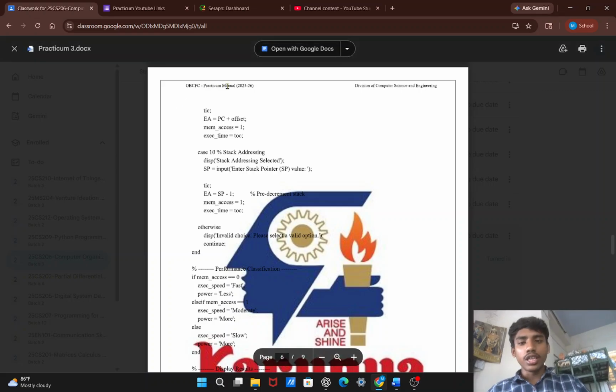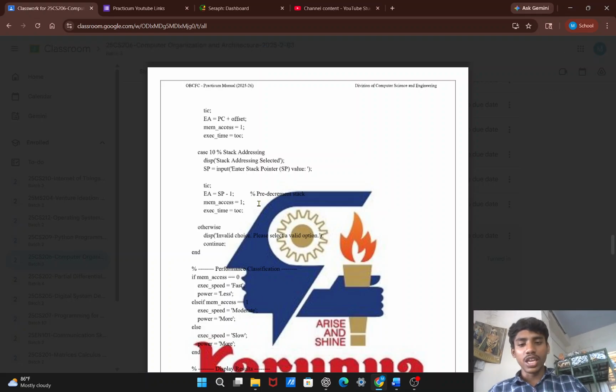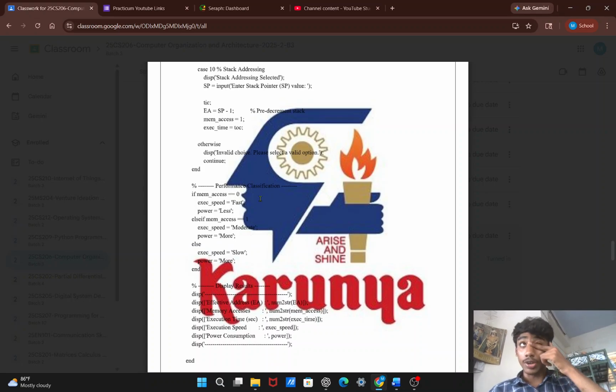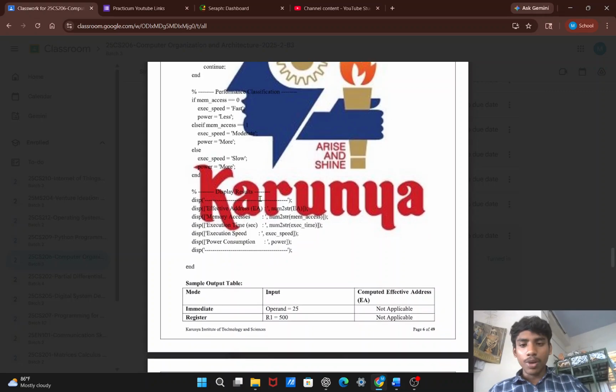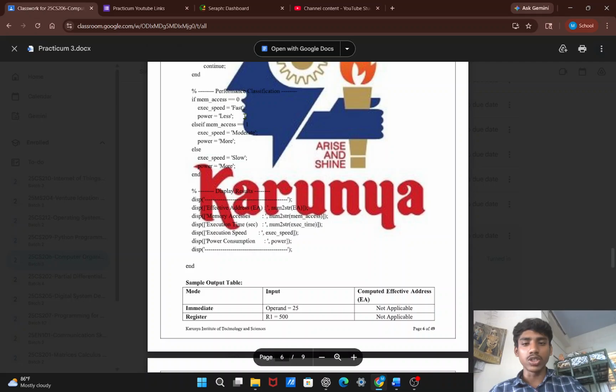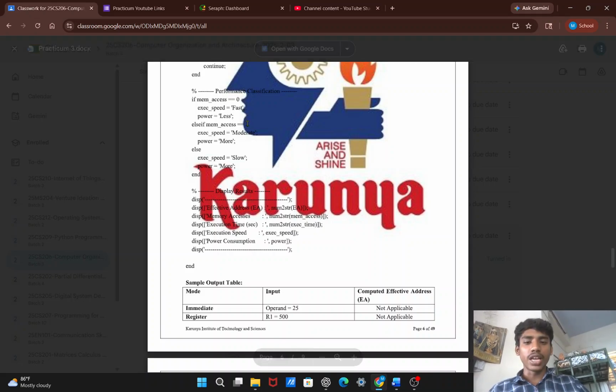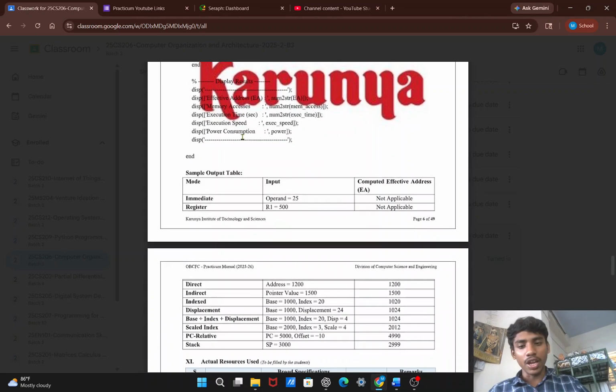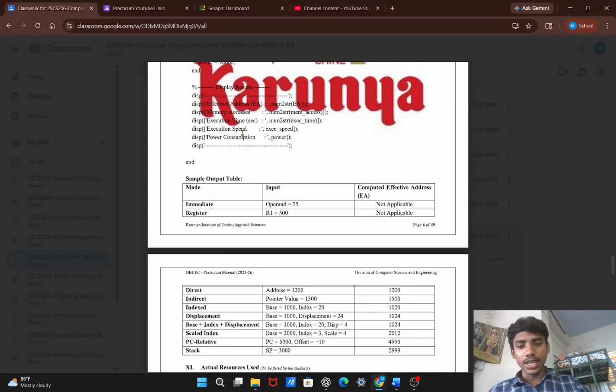If all the options are not chosen, if the user gives any other choice, it will give invalid choice, please select a valid option, and it will continue the loop. So performance classification is also given. If memory access is equal to 0, execution speed is equal to fast. If memory access is equal to 1, execution speed is equal to moderate and power is more. Else execution speed is equal to slow, more power. So the results are displayed here.